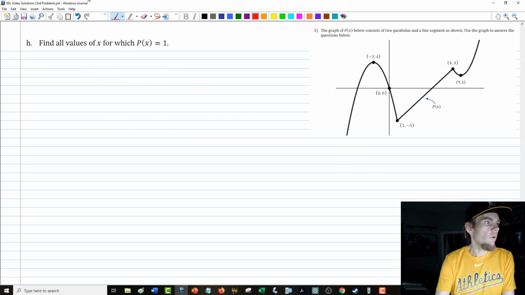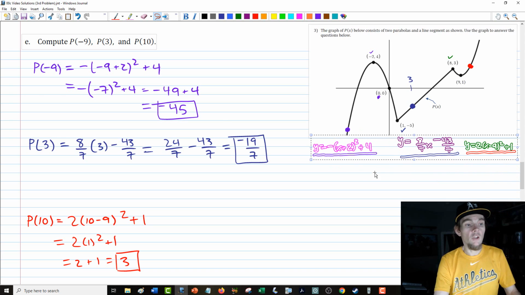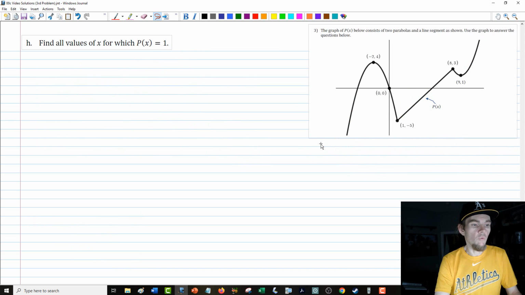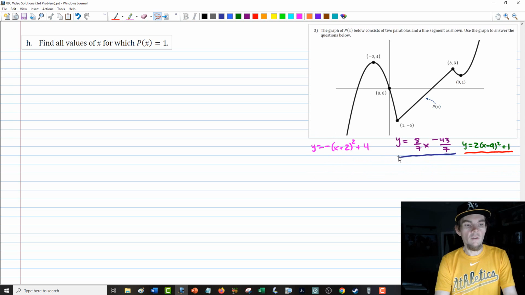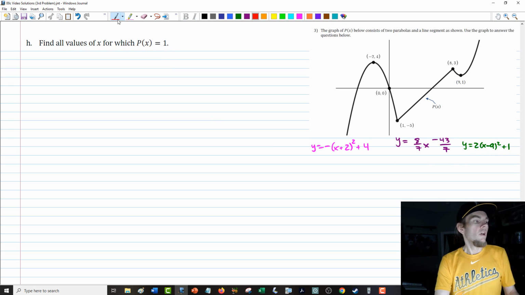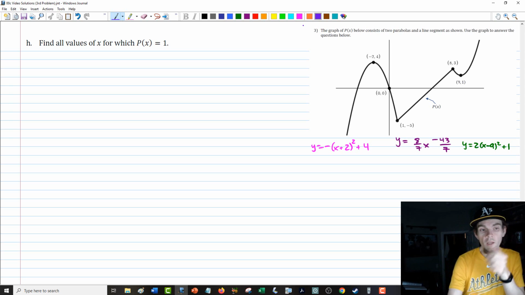And then finally, we are going to do the last question that I had required in my class. Again, if you did more work, that's totally fine. That's actually great. I think those last questions are really good challenges to help you see if you've really got everything down. So what does H ask? H asks for us to find all values of x for which p of x equals 1.